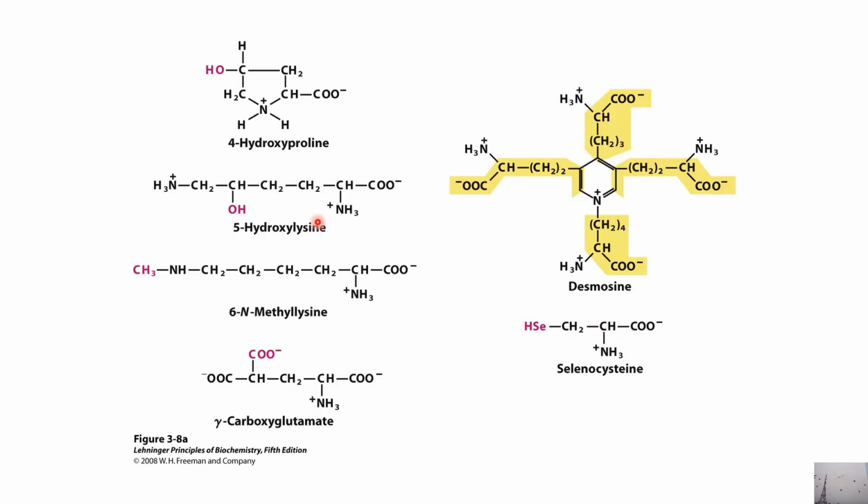So there are other non-standard amino acids as well. There is 4-hydroxyproline, then 5-hydroxylysine, 6-N-methyl-lysine, and gamma-carboxyglutamate. And obviously there is cystine. So apart from the standard amino acids, we also have some non-standard amino acids, which makes the list quite bigger. These are some of the non-standard amino acids.